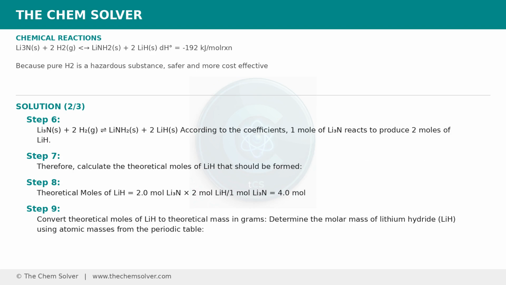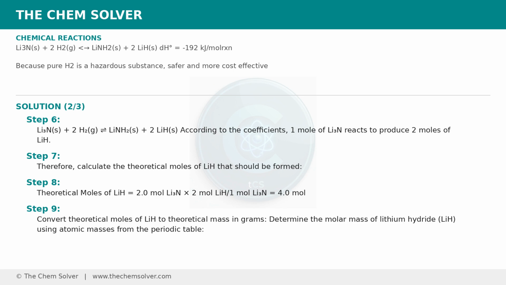Li3N plus 2H2 is in equilibrium with LiNH2 plus 2 LiH according to the coefficients. 1 mole of Li3N reacts to produce 2 moles of LiH. Therefore, calculate the theoretical moles of LiH that should be formed. Theoretical moles of LiH equals 2.0 moles Li3N times 2 moles LiH over 1 mole Li3N equals 4.0 moles.